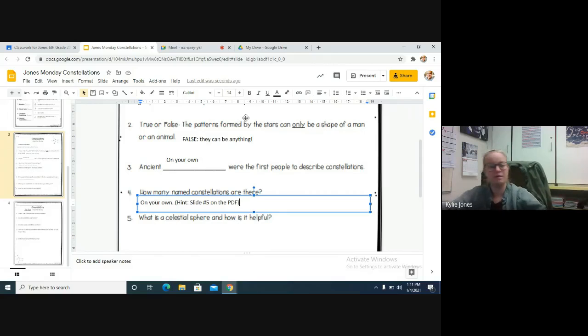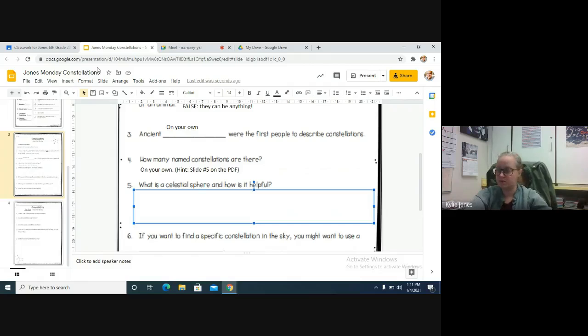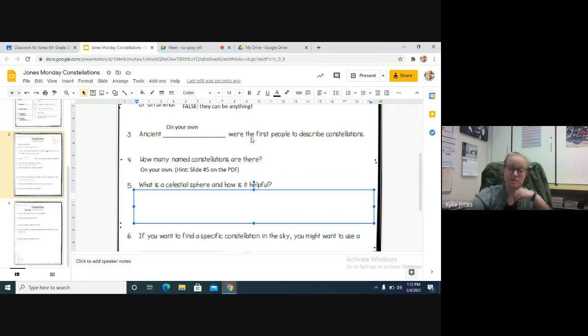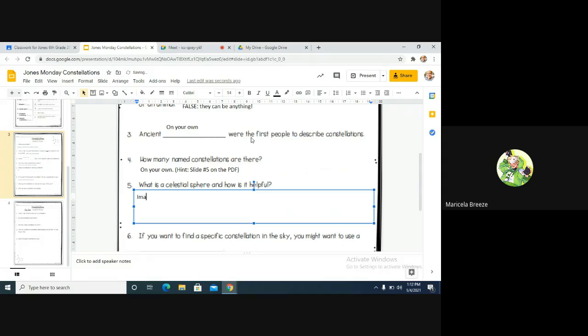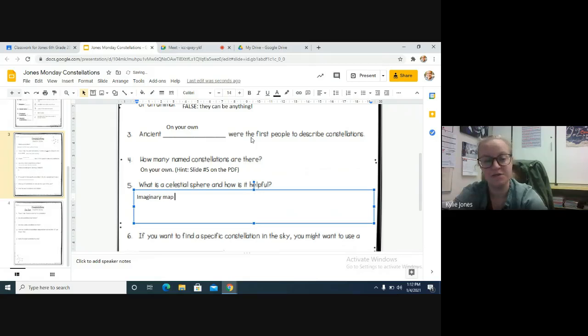Alrighty. Number 5. This one is also in our slides. What is a celestial sphere? Let's start with that. Isn't it like the galaxy kind of that circles the Earth? Kind of, yeah. So it's the imaginary. It's an imaginary sphere. Yeah, it's an imaginary map of the constellations, right?